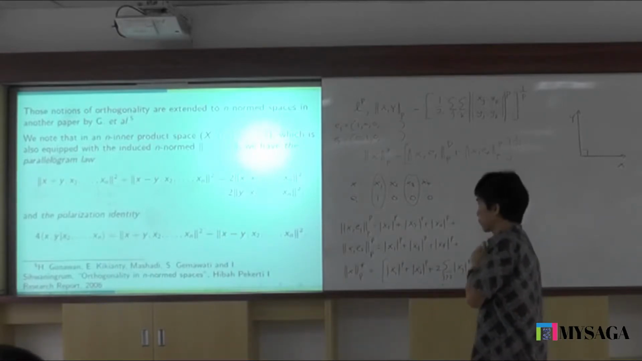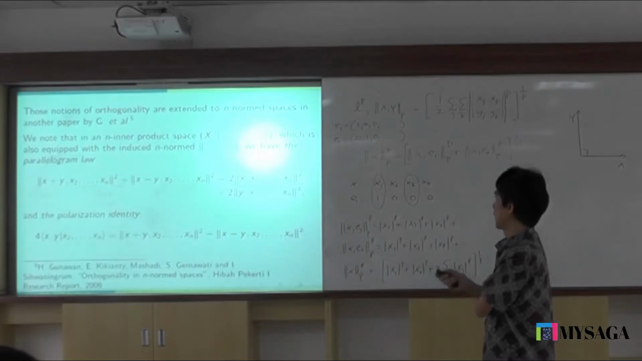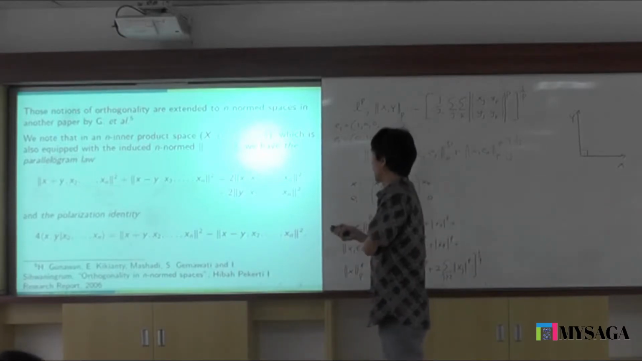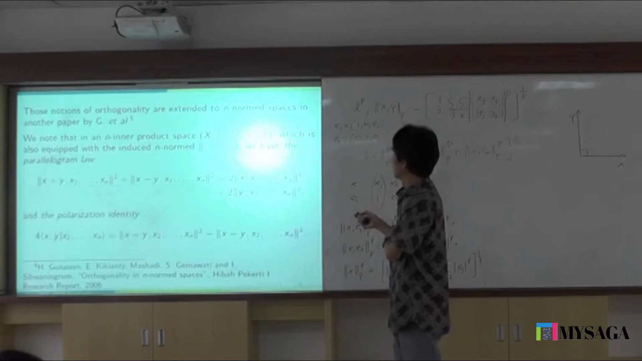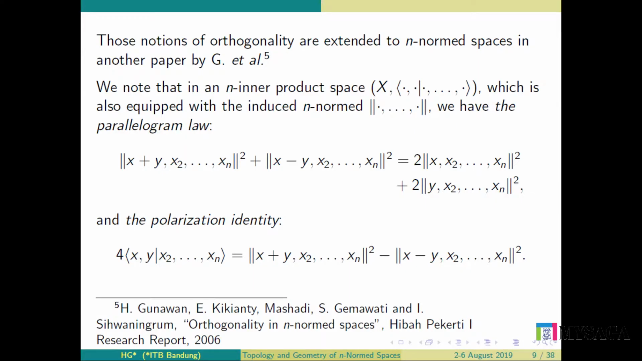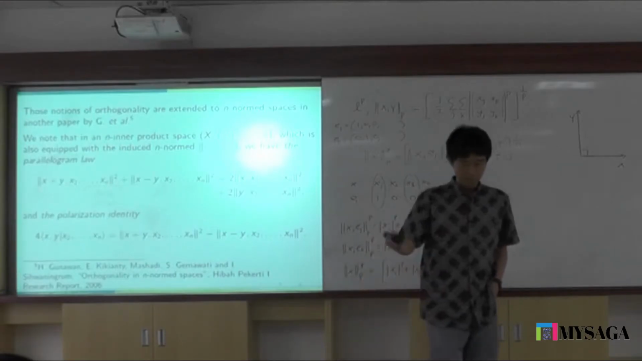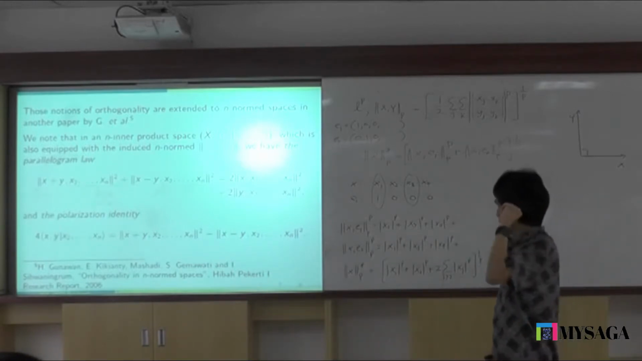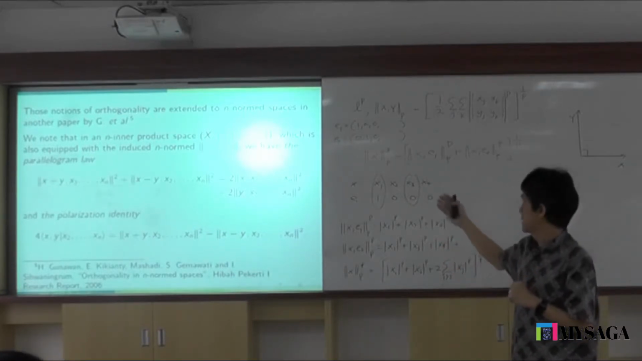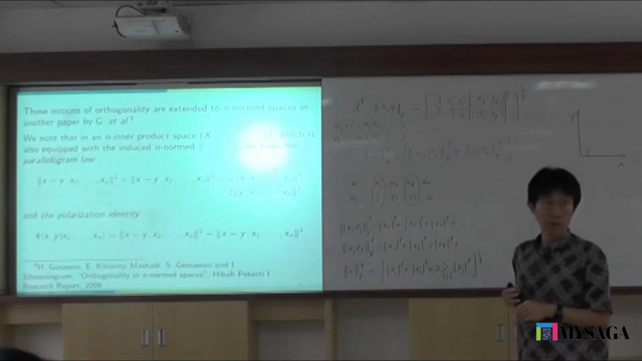Okay? So I haven't mentioned this earlier, but you can guess that in an n-inner product space, which is also equipped with the induced n-norm, we have the parallelogram law, and we also have the polarization identity, which you have learned from books and were also reminded of by Professor Kato, is a characterization, in this case, of an inner product space. Okay.